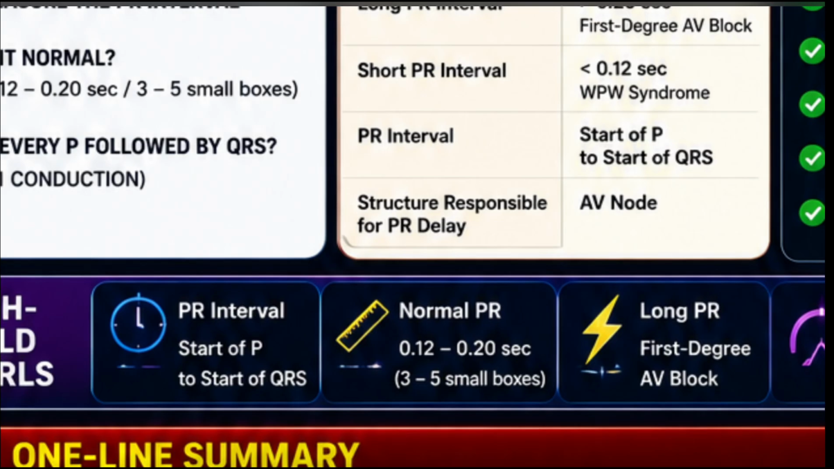So at last, today we learned everything about the PR interval, including its normal value, physiology and clinical significance, first degree AV block and WPW syndrome. In day 4, we will discuss the QRS complex, the most important ECG component for understanding ventricular depolarization and many life-threatening arrhythmias we can diagnose.